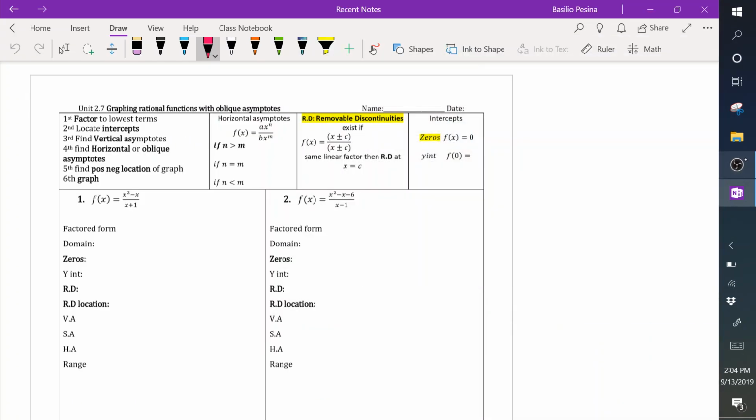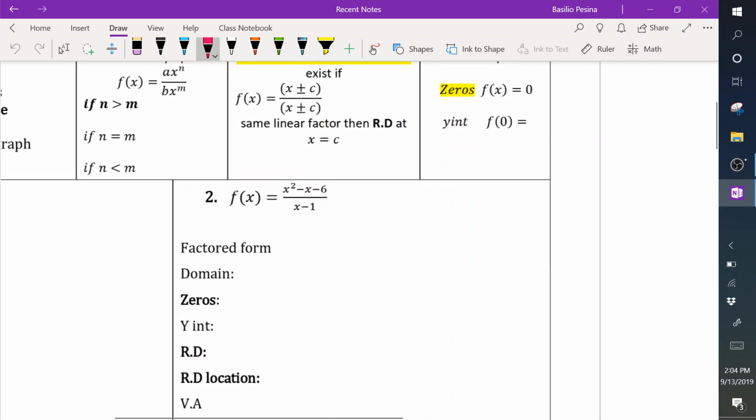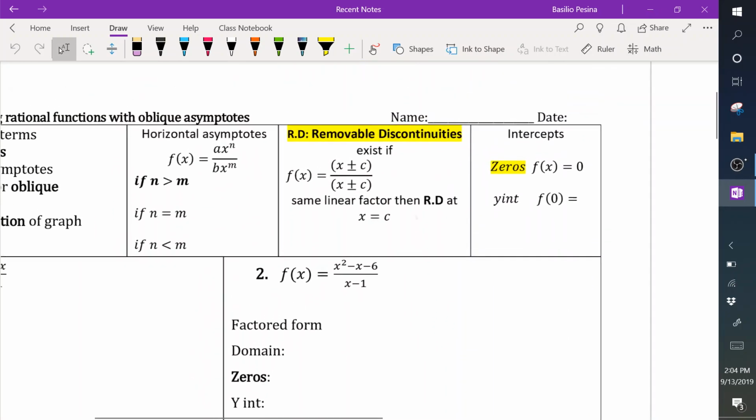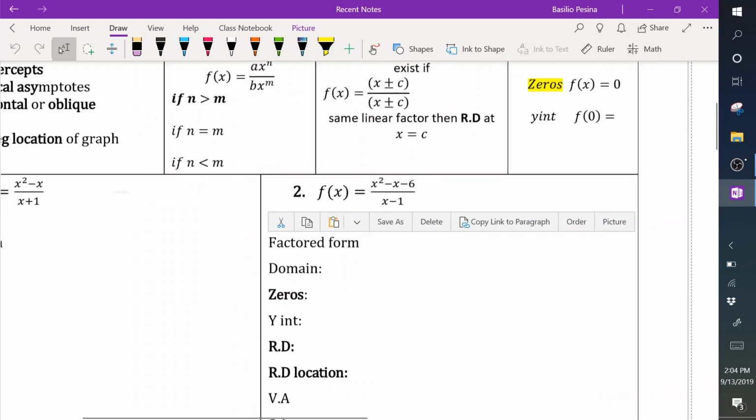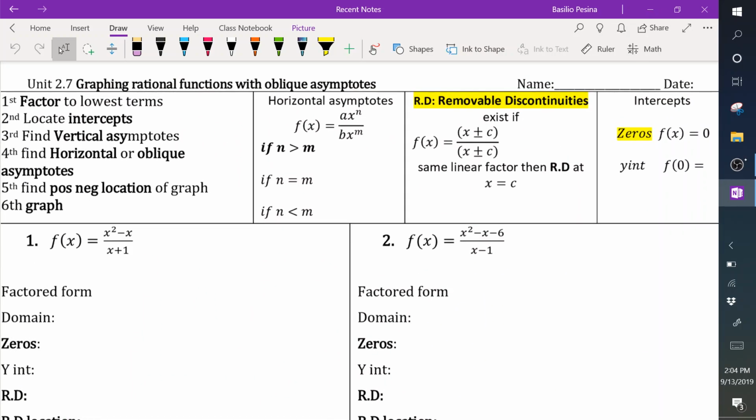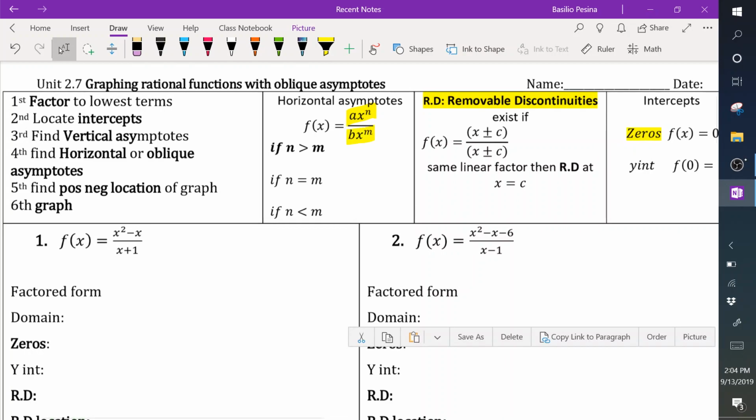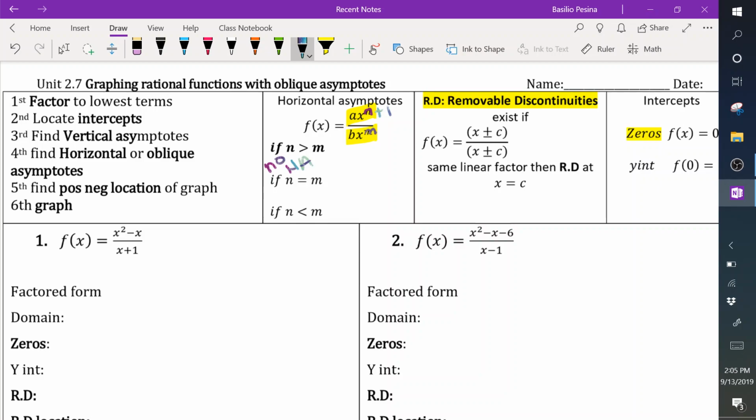Hello class. So today we're going to go ahead and practice with slanted asymptotes. The only difference from what we learned yesterday is what's going on here. Assuming we have a rational function with a polynomial in the numerator and a polynomial in the denominator, we're going to check the degrees. When the degree of the numerator is greater than the denominator by 1, that means we have no horizontal asymptote, and we have to check for a slanted asymptote.